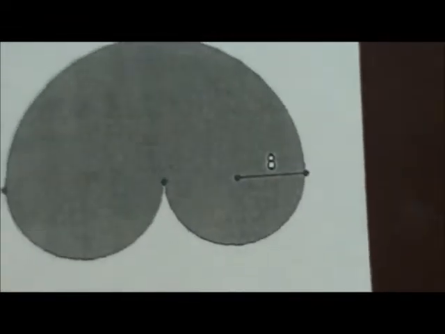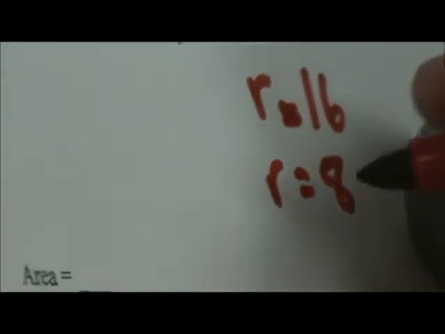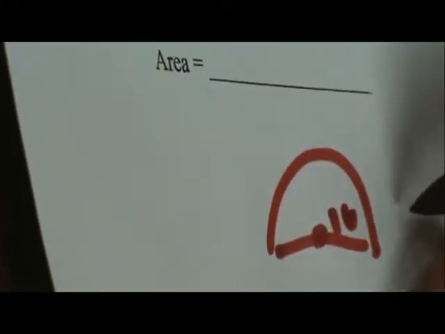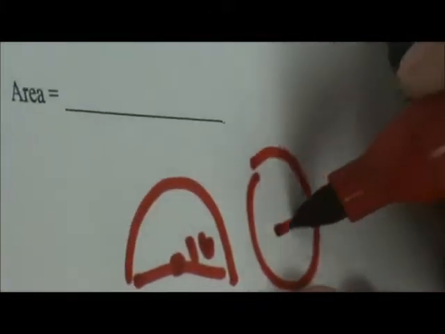Okay, so the next problem. We need to find the area of the shaded region. And we kind of have one complete circle and one half circle. So that means, if we draw those out, we're going to have a radius of 16 and a radius of 8. So we're going to draw those out over here, and we have a half circle with a radius of 16, and we have a full circle with a radius of 8.